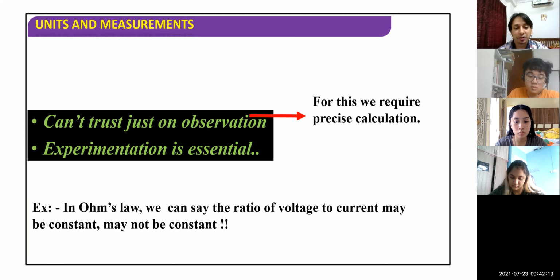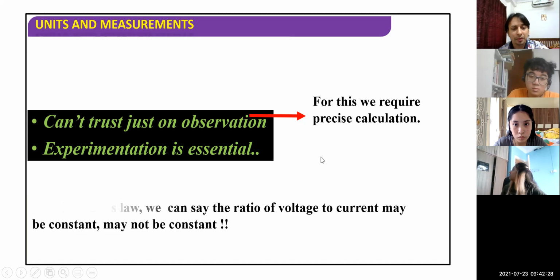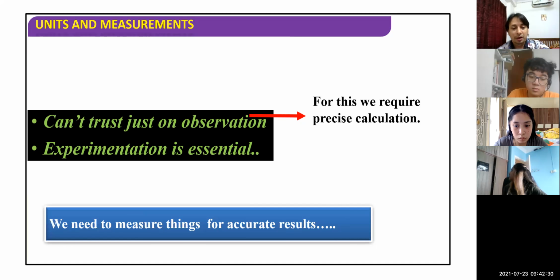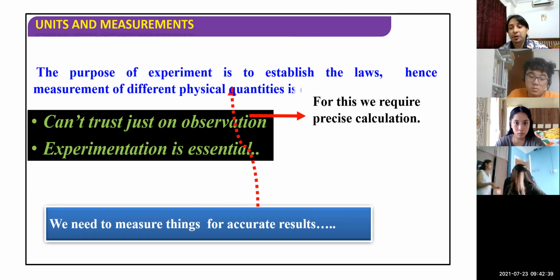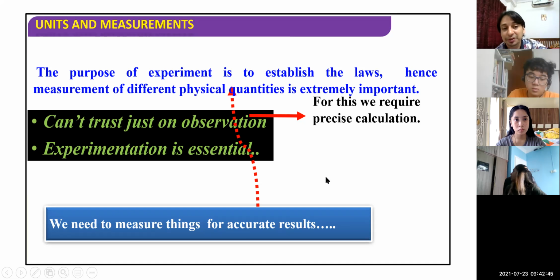There is one example from Ohm's law, and this Ohm's law we are not going to study in grade 9. In grade 10 we will discuss it. So I just want to skip this example. We need to measure things for accurate results. The purpose of an experiment is to establish a law, and hence measurement of different physical quantities is extremely important. Measurement of physical quantities is extremely important, children.